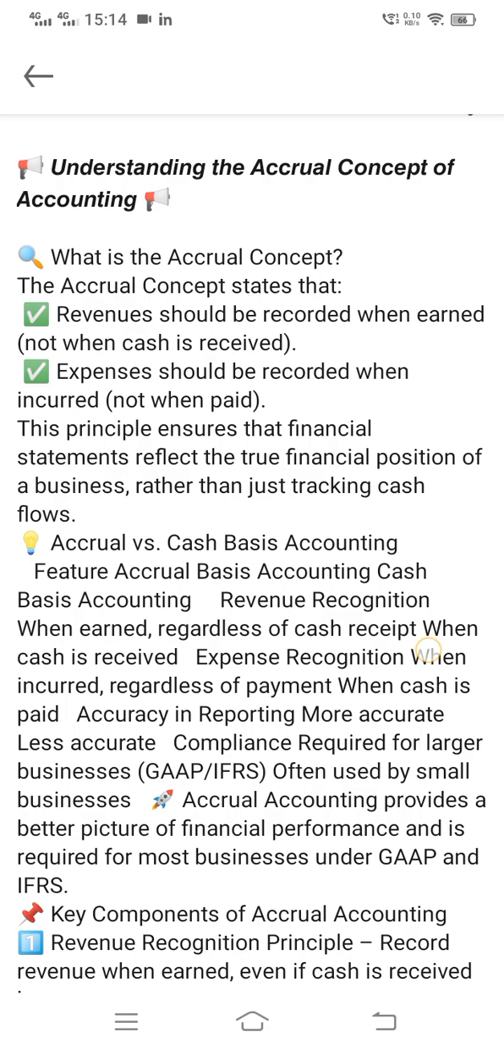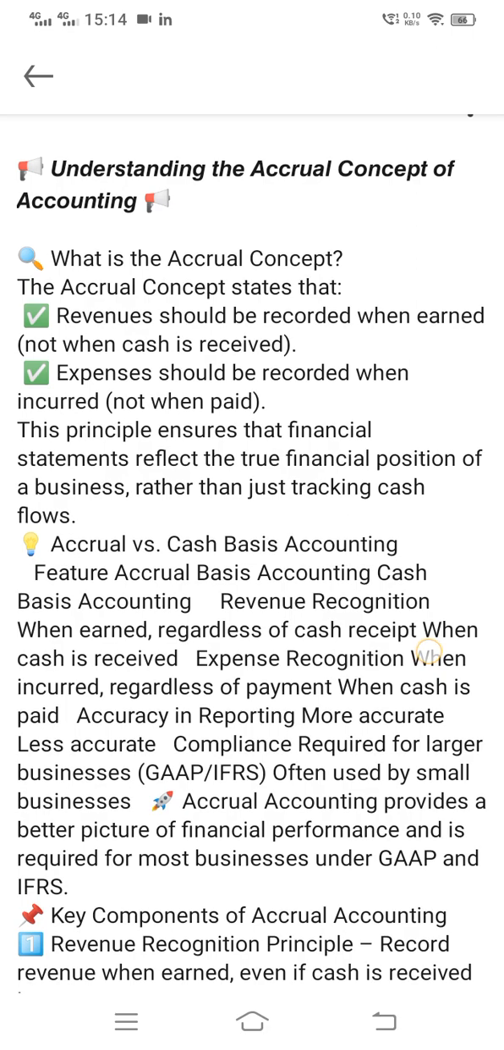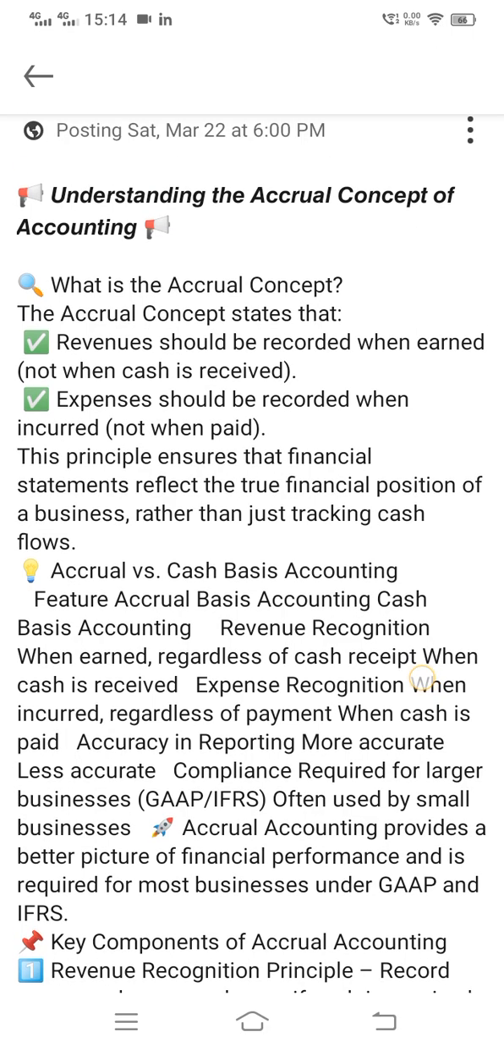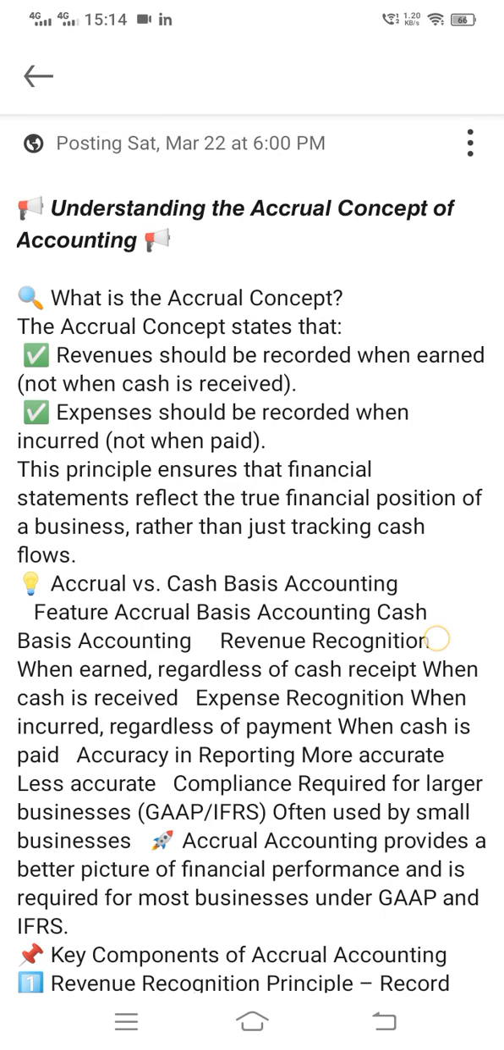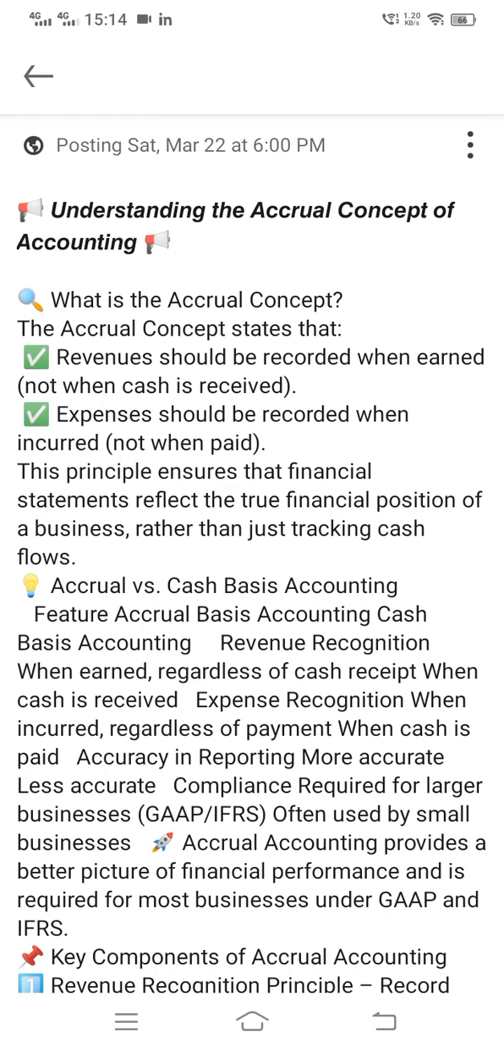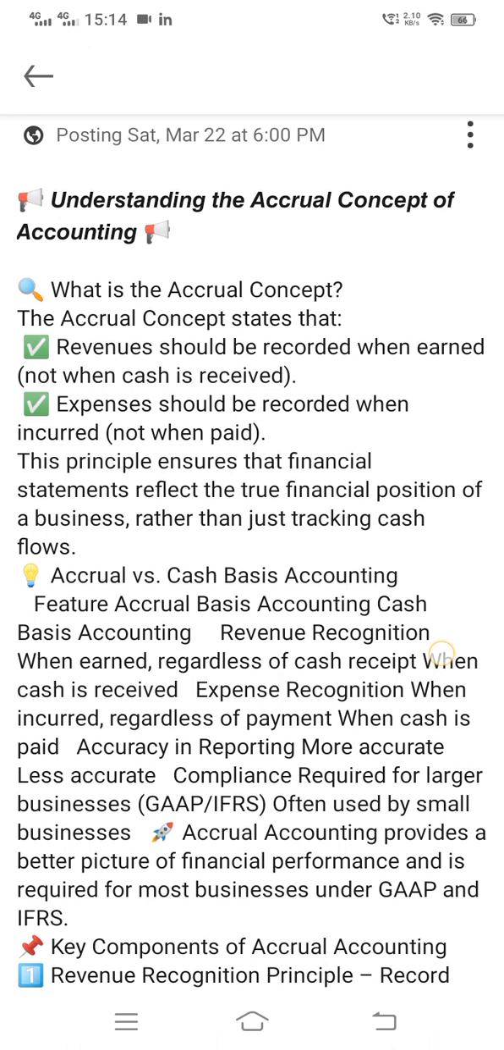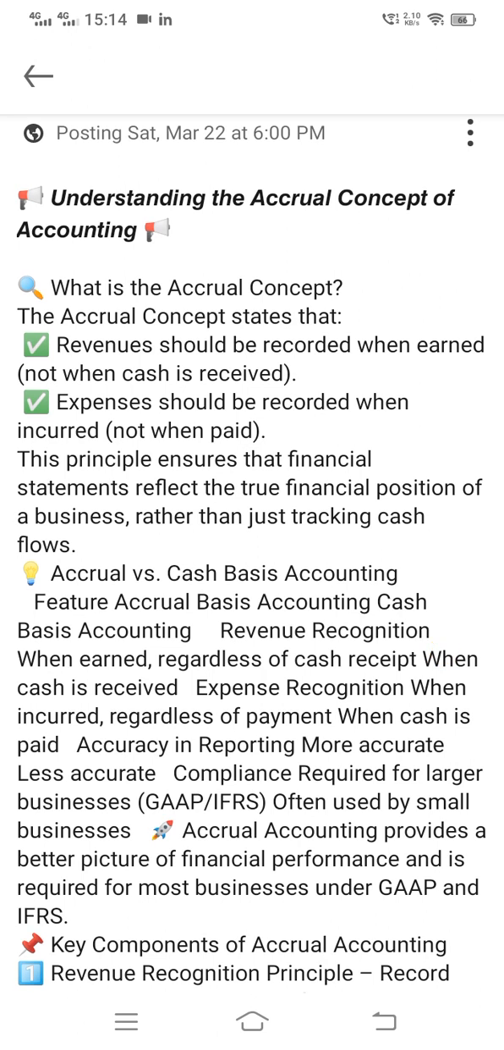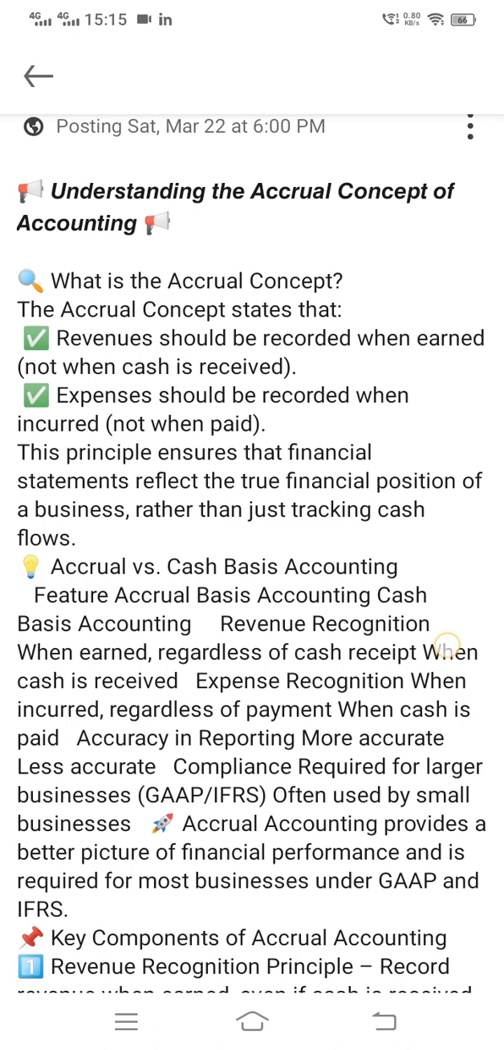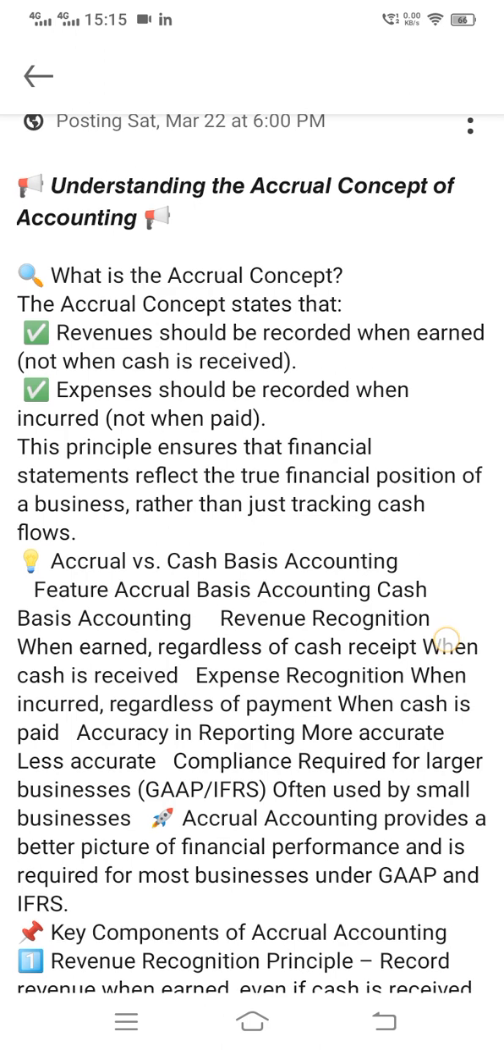So first we will understand revenue. Revenue should be recorded when it is earned, not when the cash is received. So we should record the revenue when we have earned it, whether or not we have received the cash. That should not be our concern or our focal point. We have earned a revenue, so we must record it in our books of account.